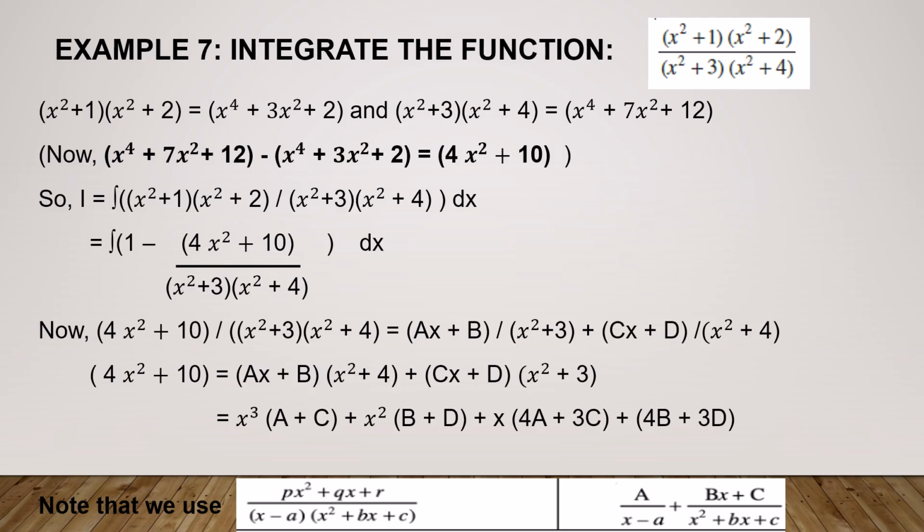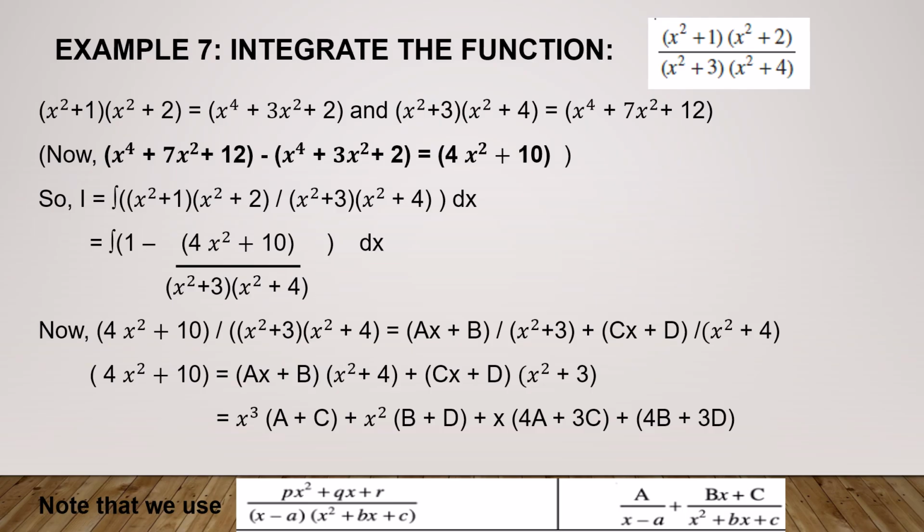Now, what we have to do is subtract x raised to 4 plus 3x square plus 2 from x raised to 4 plus 7x square plus 12. So what do you get? 4x square plus 10. Now check it out. Our original function which we need to integrate, can we write it as 1 minus 4x square plus 10 upon x square plus 3 into x square plus 4. You can recheck it. You will get the same original integral.